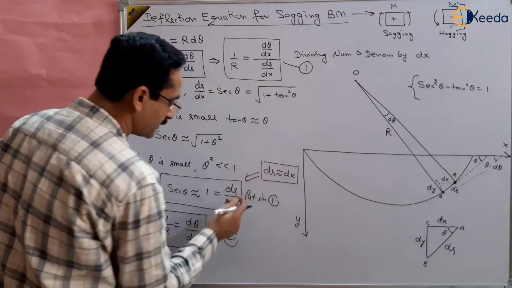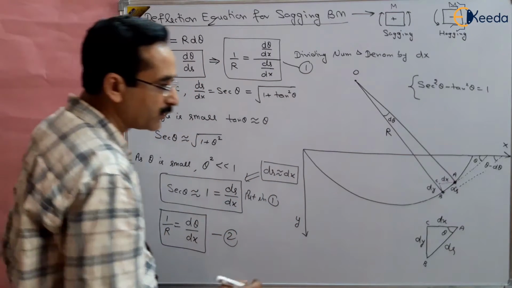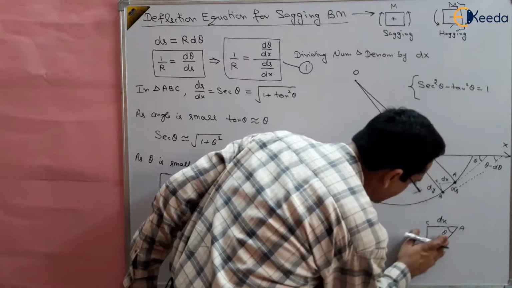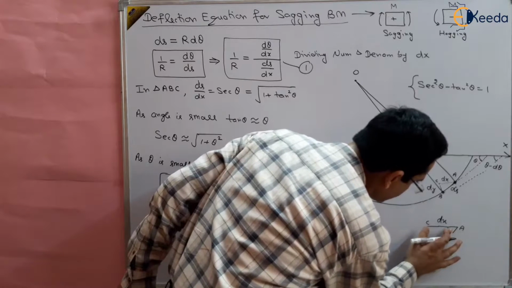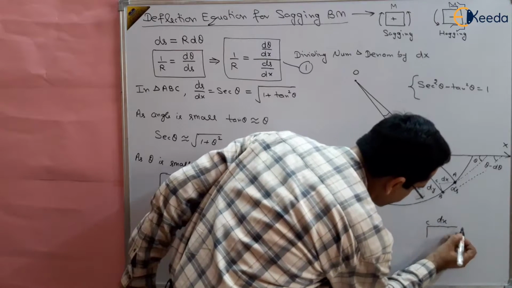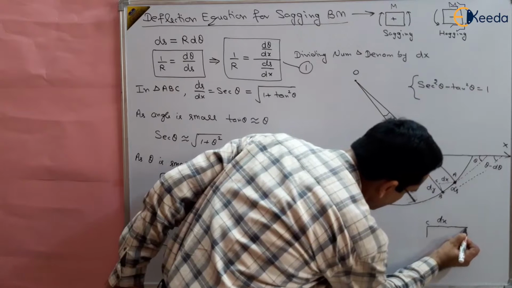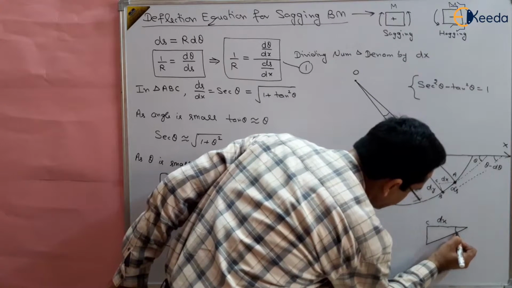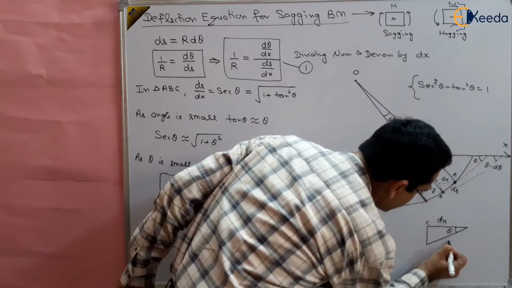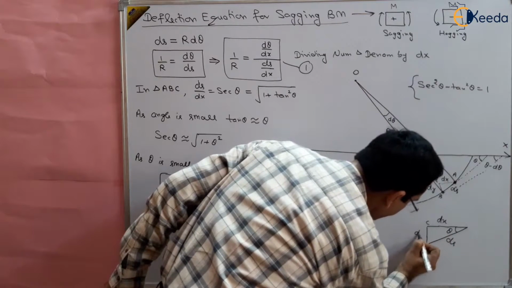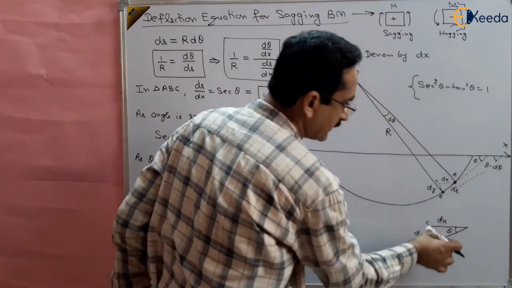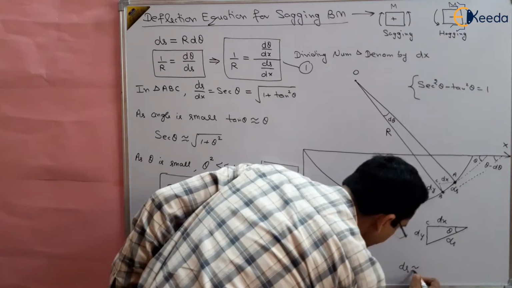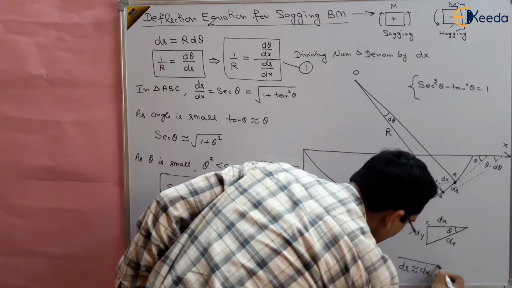Because the ratio of ds and dx is 1, right? This angle is very small. I have made it a large angle, but actually it is a very small angle. So if I show it closer, you can see here, this is like this. This angle is very small, so that ds and dx are nearly equal, right? ds is nearly equal to dx basically.